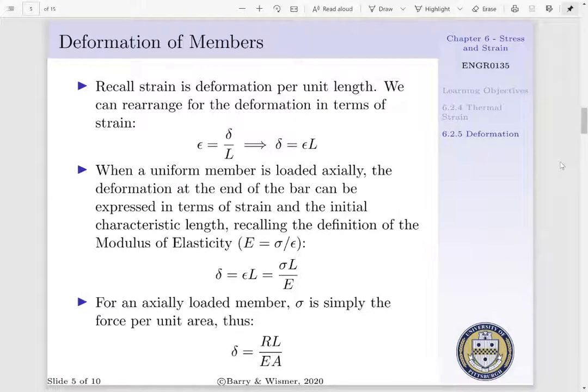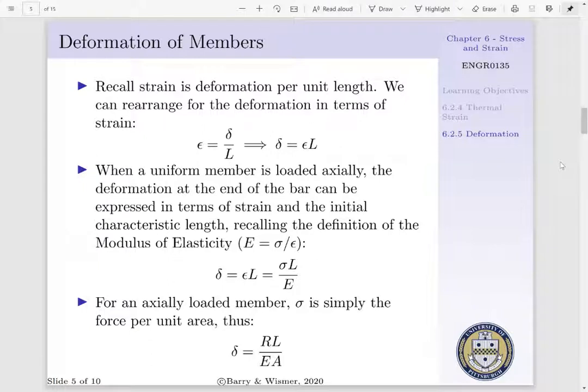Now, we recall strain is deformation per unit length. We can rearrange this expression to solve for deformation. That is, our deformation delta is equal to our strain epsilon times our length L. Now, when a uniform member is loaded axially, the deformation at the end of the bar can be expressed in terms of strain and the initial characteristic length.